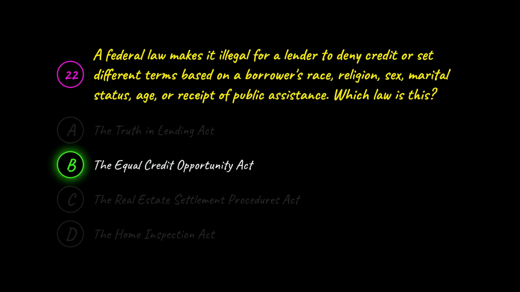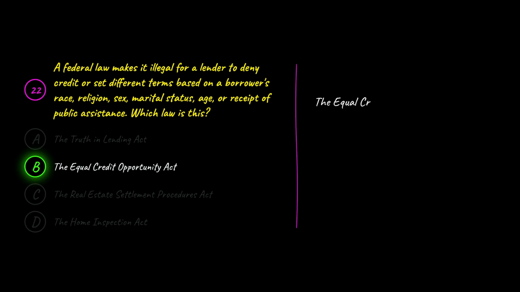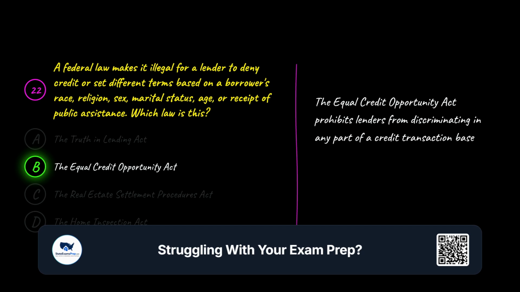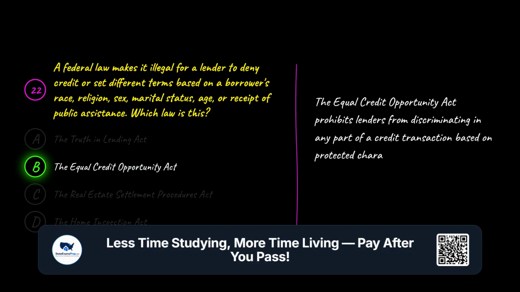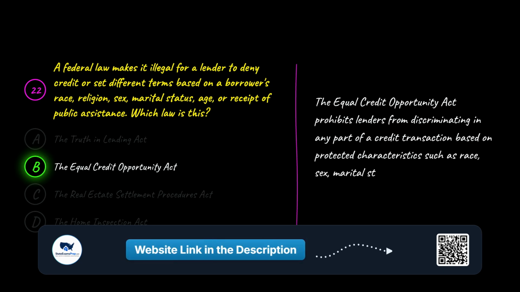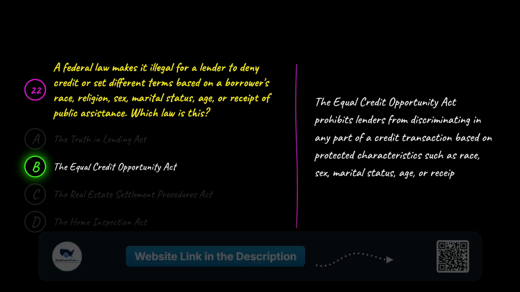The correct answer is B. The Equal Credit Opportunity Act. B is correct because the Equal Credit Opportunity Act prohibits lenders from discriminating in any part of a credit transaction based on protected characteristics such as race, sex, marital status, age, or receipt of public assistance. It ensures fair access to credit.